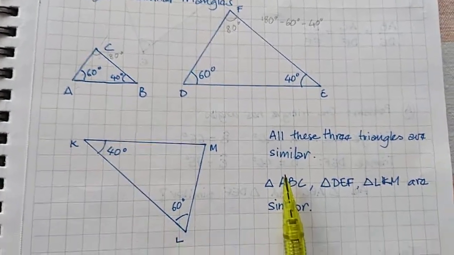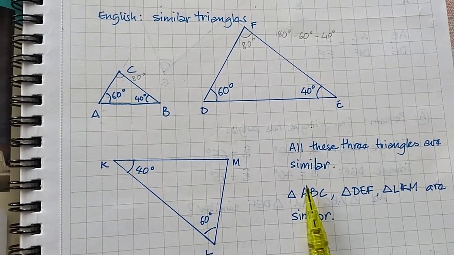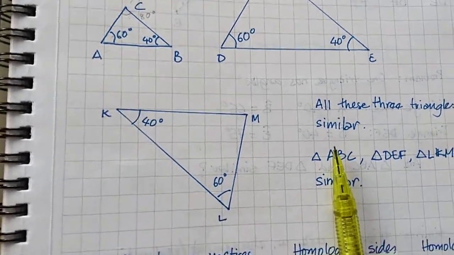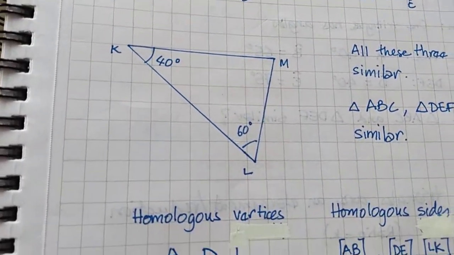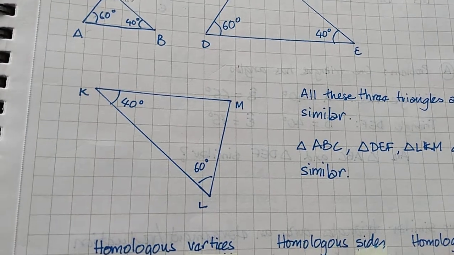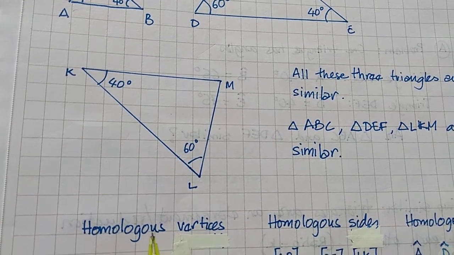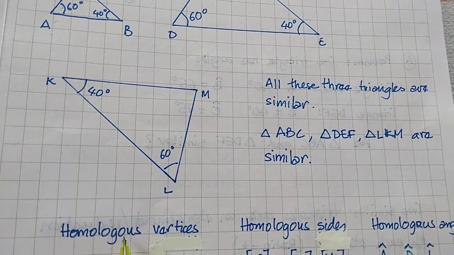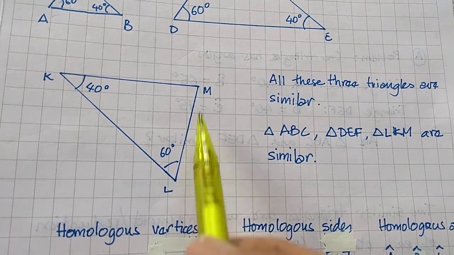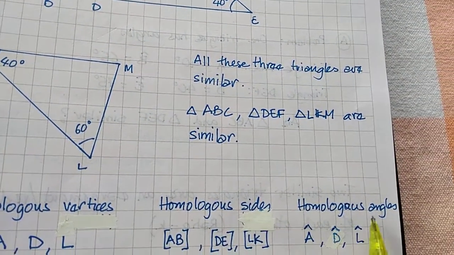Now we introduce a new term. This term is called, it's an adjective, it's called homologous, or in French, homologue. And this is how it is written. Homologous simply means, in ordinary language, corresponding. So because we don't want to use the term corresponding, this is what we use instead of the term corresponding. So homologous vertices. Vertices are what? Les sommets. In French they're called les sommets. Homologous sides and homologous angles.